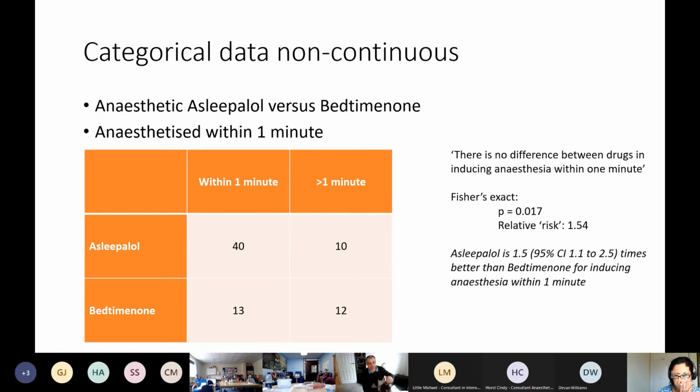Now, one of the nice things about continuous data is that you can transform it into non-continuous or categorical data. So let's say you have a drug called Asleepolol, and you have a non-anesthetic drug called Bedtimonone. If you can measure how long it takes to put people off to sleep.